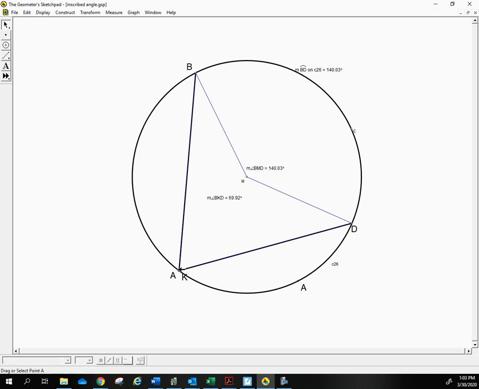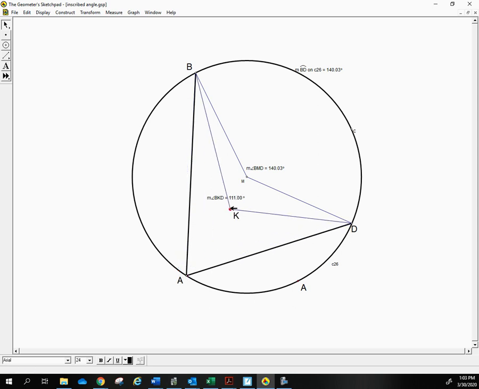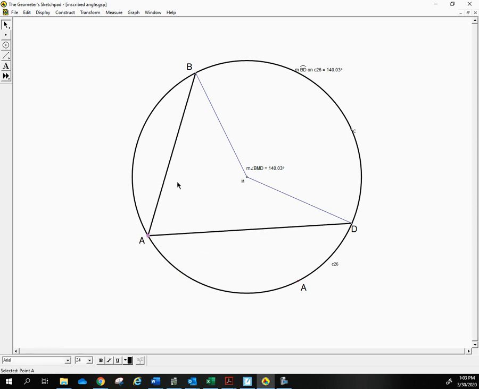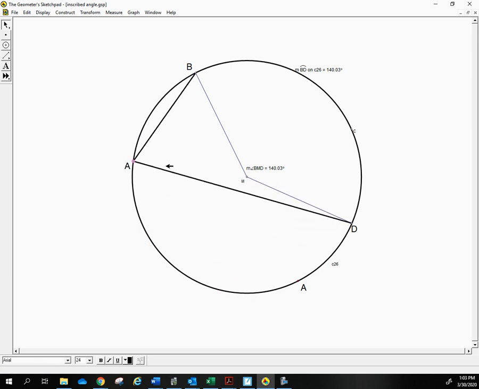I'm just going to put this off to the side right here. Actually, I'm going to delete this part right here, and I made this inscribed angle. This dark angle right here, angle BAD, is what we call an inscribed angle. A central angle goes to the center, an inscribed angle goes to the circumference anywhere.